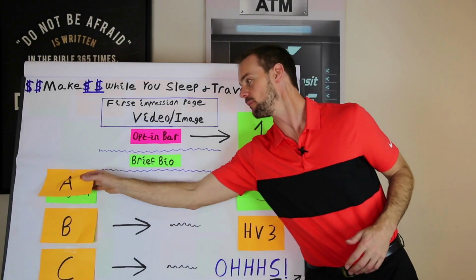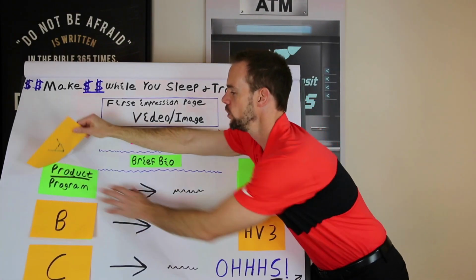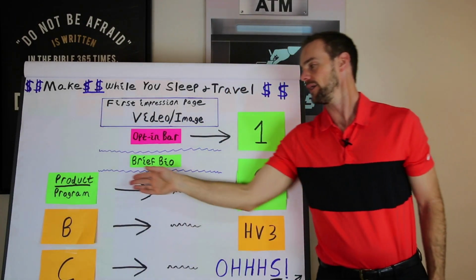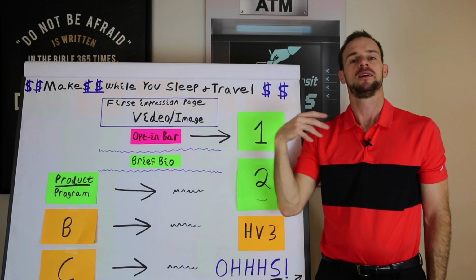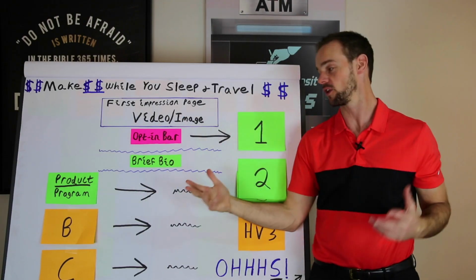Then underneath the brief bio, you want to include your product or your program. It could be your coaching, through executive coaching, life coaching. It could be a book. It could be a service.